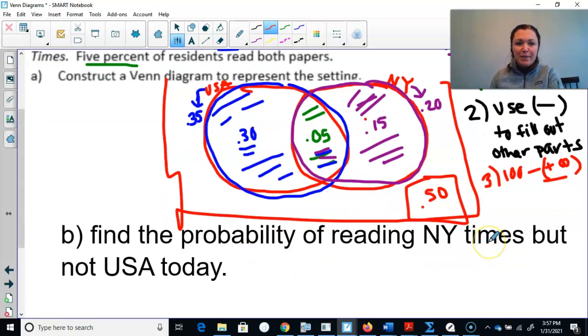All right, let's answer these questions. Find the probability of reading the New York Times, but not the USA Today. Well, that's on the Venn diagram here. Here in purple is the probability of people who are reading the New York Times, but not reading the USA Today.